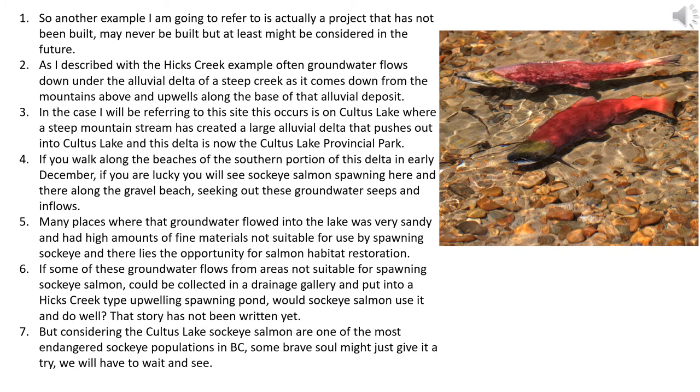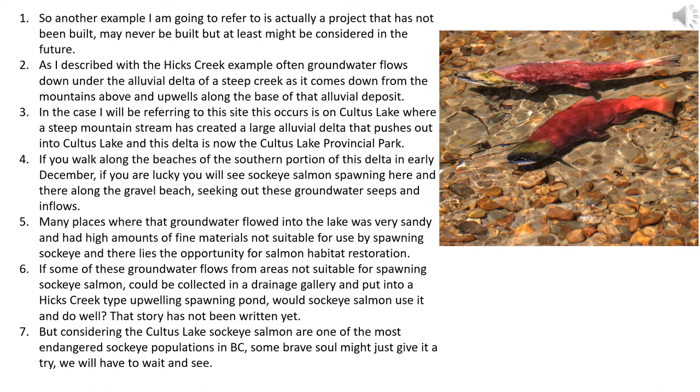What are the benefits? So as I described with the Hicks Creek example, often groundwater flows down under the alluvial delta of a steep creek as it comes down from the mountains above and wells up along the base of that alluvial deposit. In this case, I will be referring to a site on Cultus Lake, where a steep mountain stream has created a large alluvial delta that pushes out into Cultus Lake, and this delta is now the Cultus Lake Provincial Park. So if you walk along the beaches of the southern portion of this delta in perhaps early December, if you are lucky, you will see sockeye salmon spawning here and there along the beach, presumably and almost certainly seeking out these small groundwater seeps and inflows.